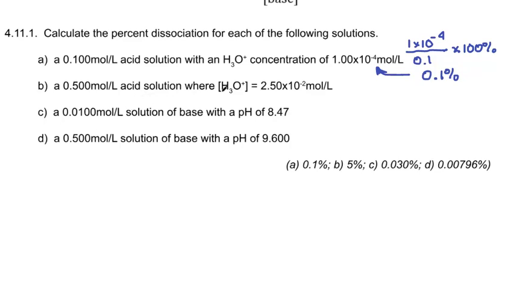Okay. This one is very similar. We have an amount of hydrogen, we have an amount of acid, so again, we just make a fraction out of those. 2.5 times 10 to the negative 2 divided by 0.5, multiplied by 100% if you want to turn it into a percentage. And that gives us 5. So 5% dissociation from this one.